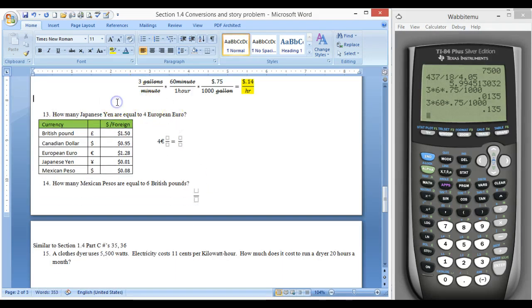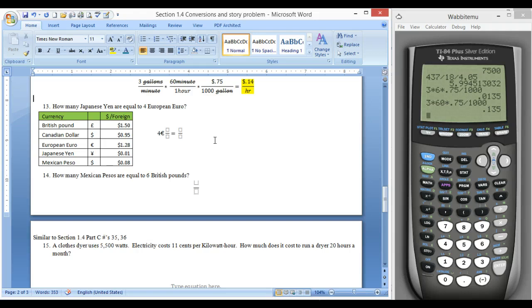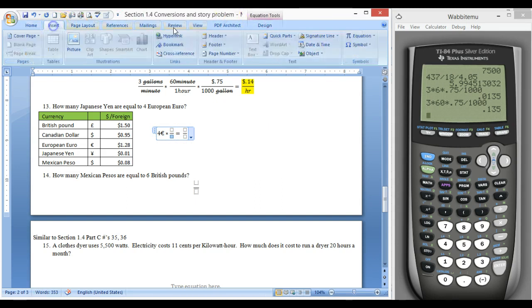And I'm going to bring this up a little so we have some room to work. How many Japanese yen are equal to 4 European euro? So the first thing I'm going to start out with is the European euro. And I've already inserted our equation. And I'm going to times this by a conversion. I have a euro on the top, so I want to get rid of the euro on the bottom. Up here I can insert symbol. You can find your symbol for euro. I think I may have downloaded that one. Either way, you can just write it down with your pencil.